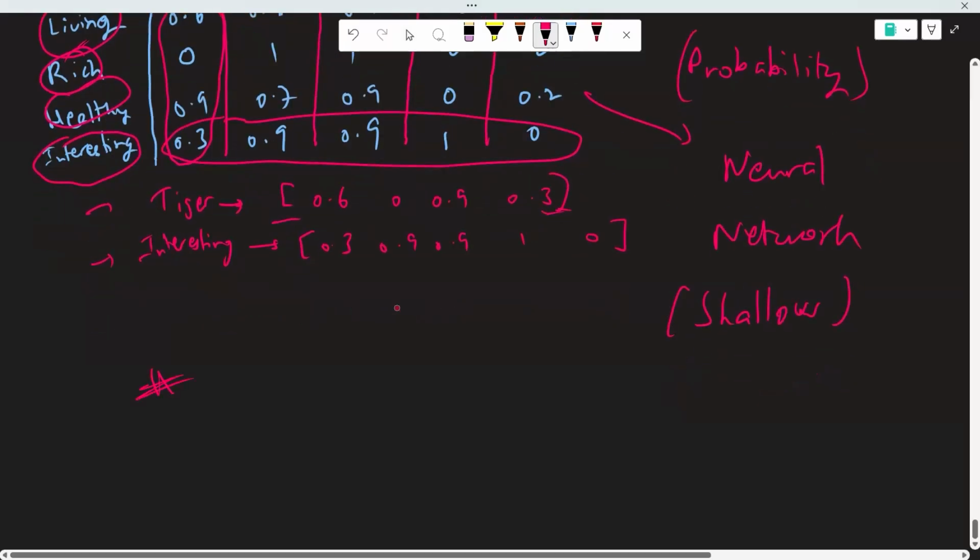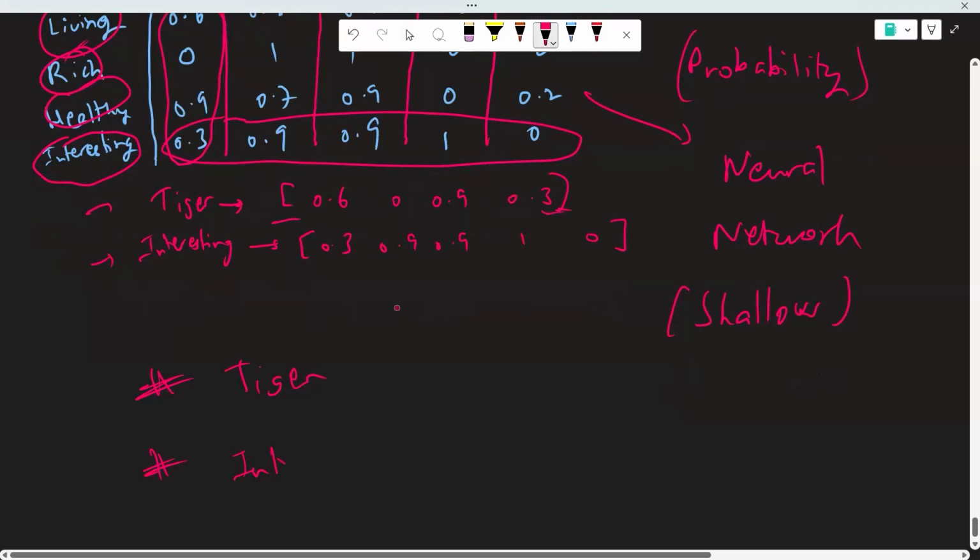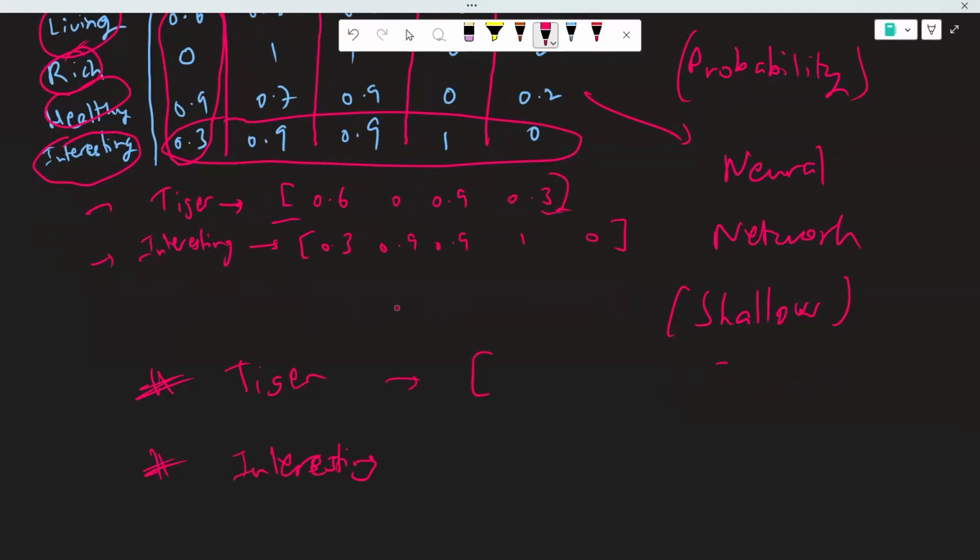So now you have tiger, you have interesting, you create the representation, you color code them using a heat map, and that's how you get to see the relationships.